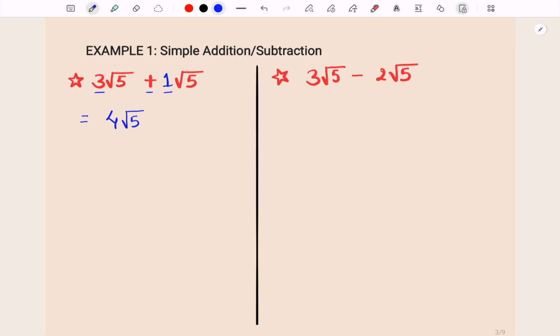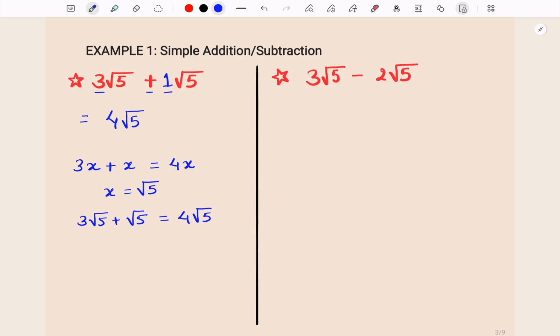This is very similar to what we have already learned in algebra. We know that 3x plus x is 4x. Now, if you treat x as root 5, you can understand why 3 root 5 plus root 5 is 4 root 5. Just replace x with root 5 and you will arrive at the right answer.